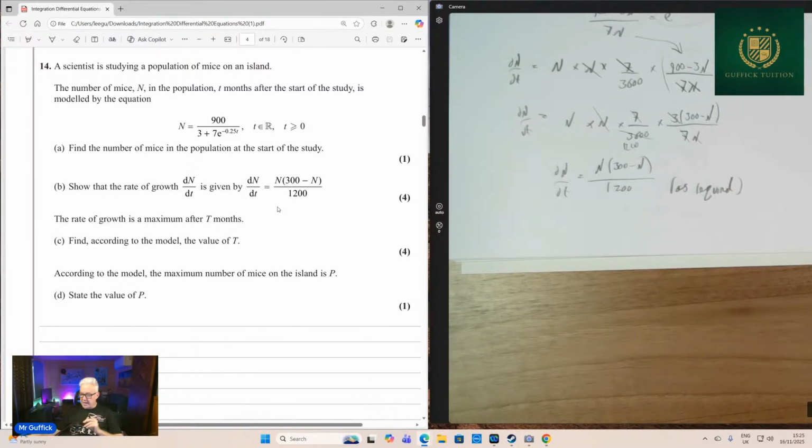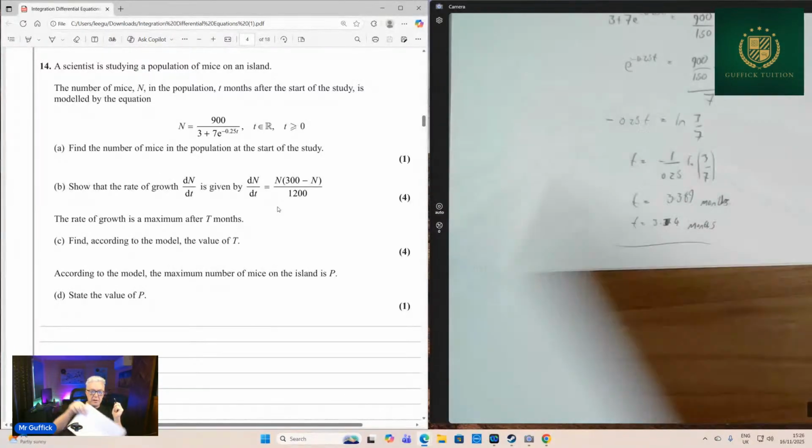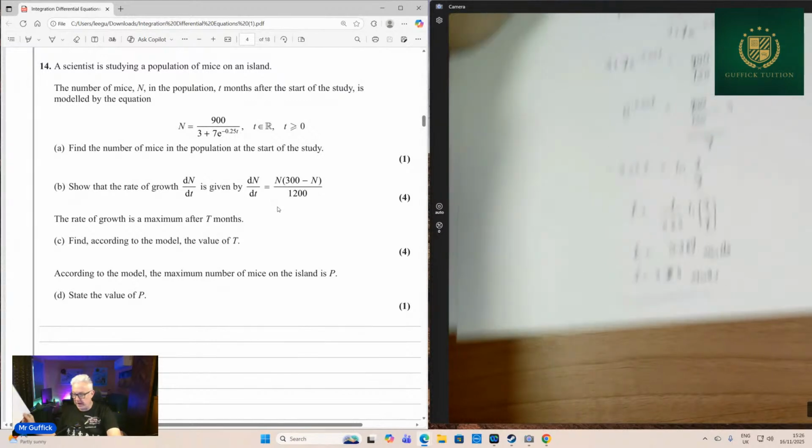And I think that has to be the world's hardest 4 marks. I mean, it's kind of ridiculous the amount of work that you've got to do there for 4 marks. But nonetheless, that's part B. Now, this next bit is worth 4 marks and also confuses students, in my opinion. So it says the rate of growth is a maximum after t months. Find, according to the model, the value of t.